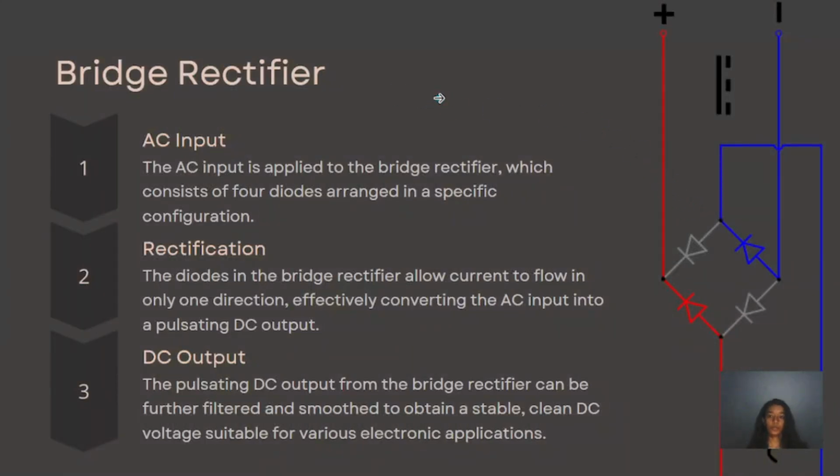Coming to the bridge rectifier, AC input. The AC input is applied to the bridge rectifier, which consists of 4 diodes. So in the other full wave rectifier, we had seen that it consisted of only 2 diodes, but a bridge rectifier consists of 4 diodes arranged in a specific configuration. Rectification. The diodes in the bridge rectifier allow current to flow in only one direction, effectively converting the AC input into a pulsating DC output.